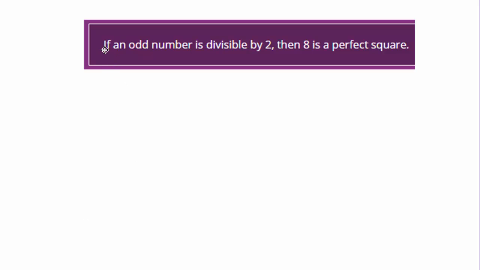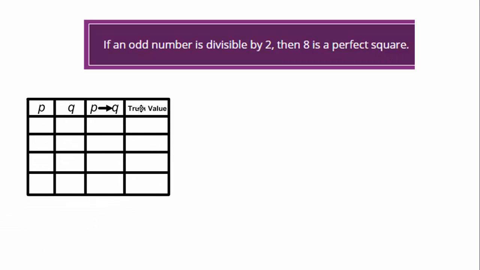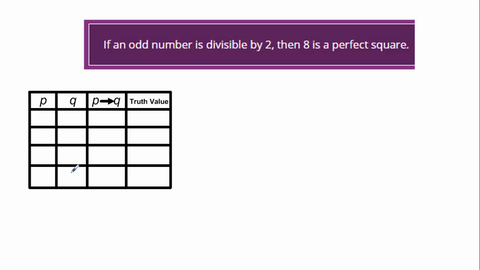We need to determine if this conditional statement is a true or false conditional statement. So here it says, if an odd number is divisible by 2, then 8 is a perfect square. So refer to the truth table.